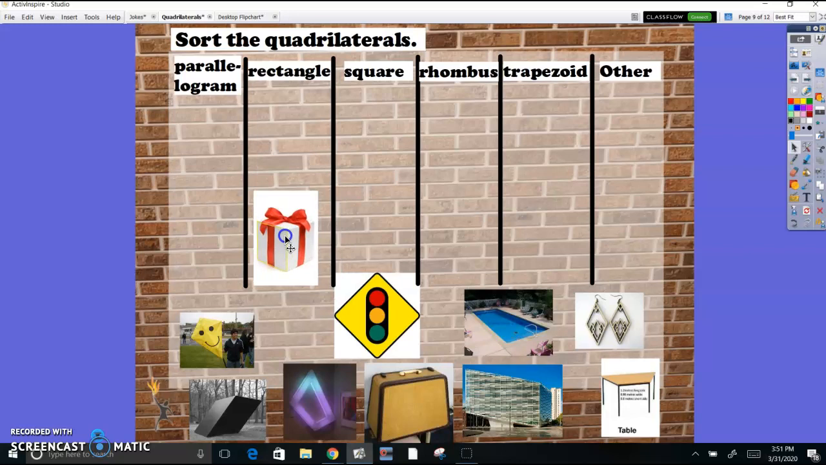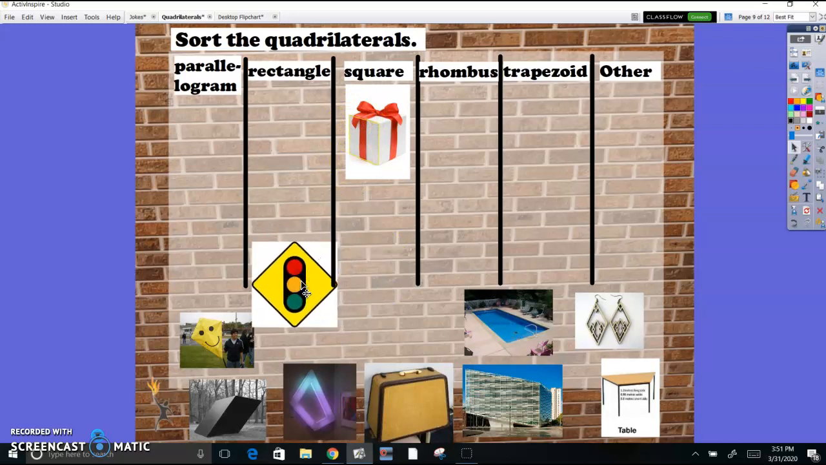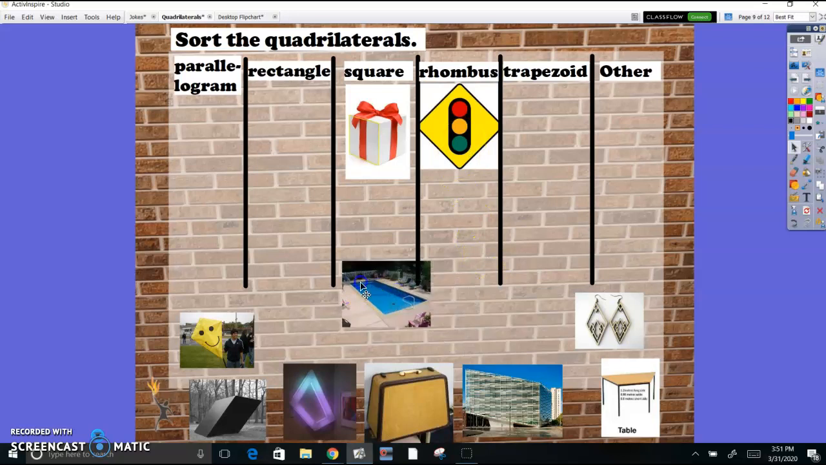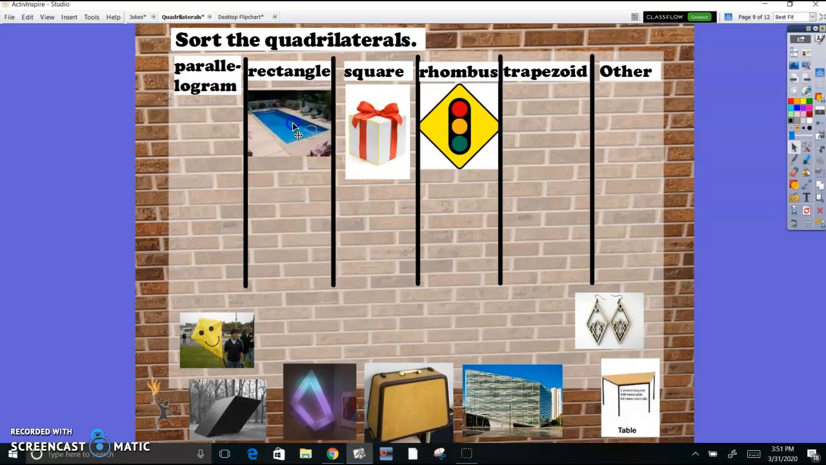Here is a box. I see that all sides are the same length and opposite sides are equal in length. There are also 4 square corners or right angles, so they should be under square. This one can be a square. It can also be a rhombus because it has 4 equal sides. This is a rectangle. This is a rectangular swimming pool.